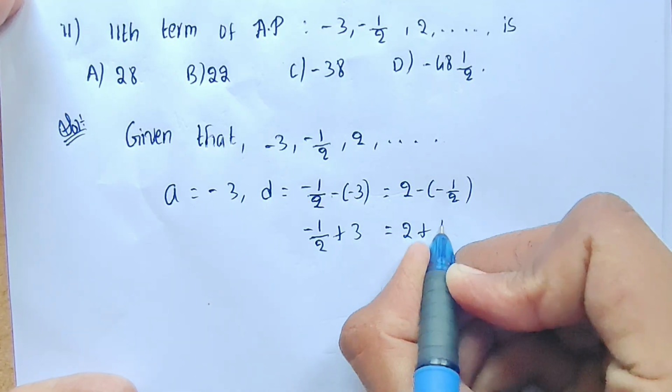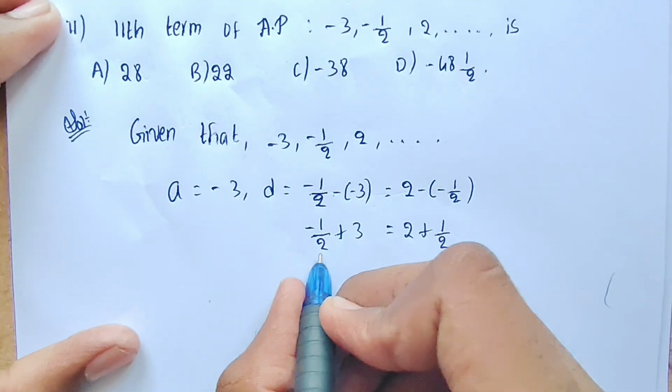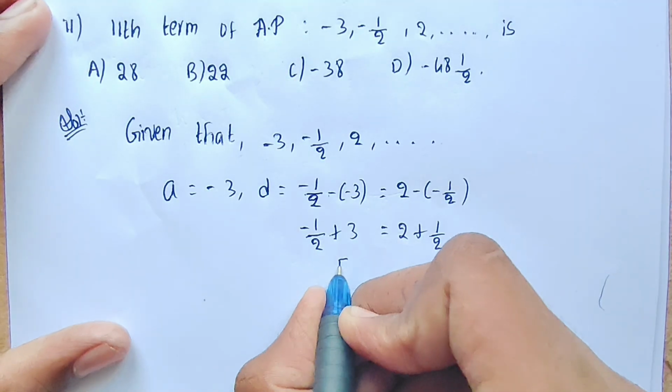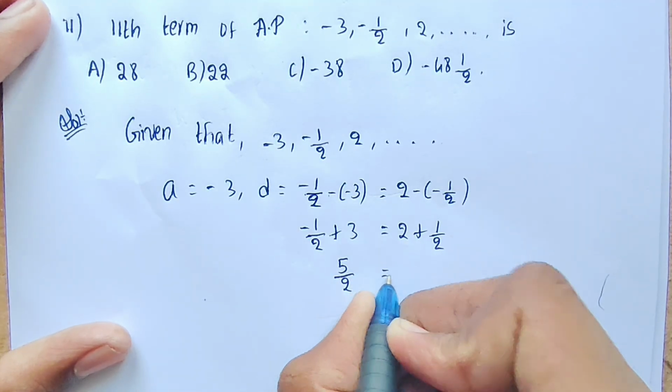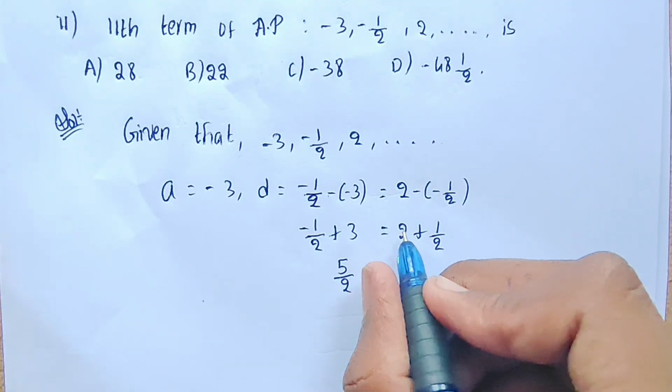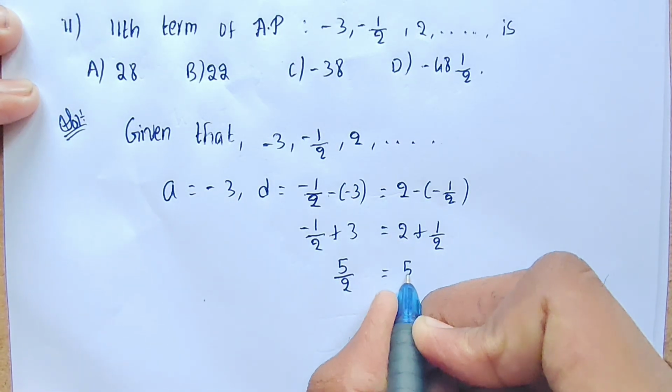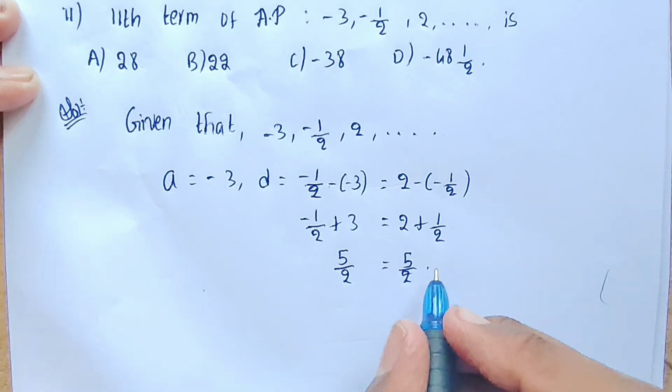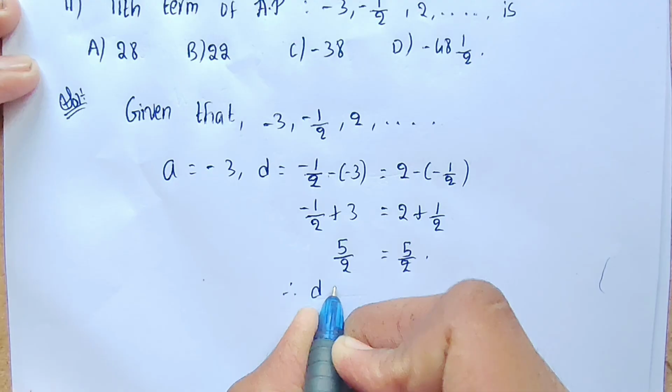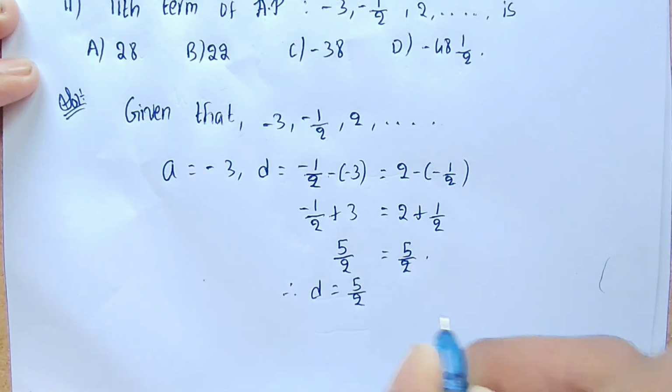Minus 1 by 2, minus into minus, plus 3 equals 2, minus into minus, plus 1 by 2. 2 3s are 6 minus 1 means 5 by 2, equals 2 2s are 4 plus 1, 5 by 2. So we got 5 by 2 equals 5 by 2. Therefore the value of D is equal to 5 by 2.